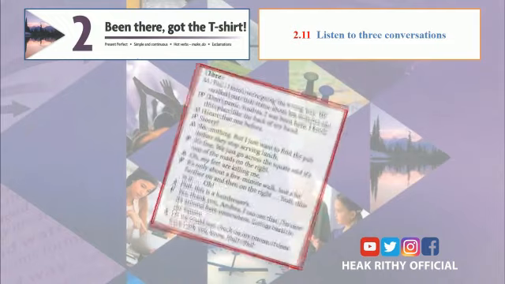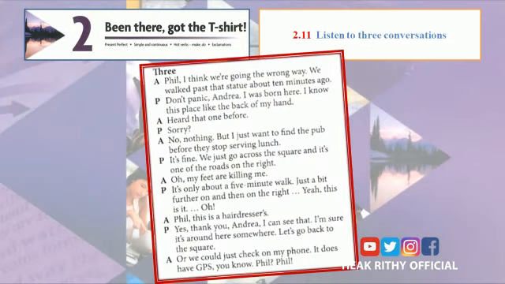3. Phil, I think we're going the wrong way. We walked past that statue about 10 minutes ago. Don't panic, Andrea. I was born here. I know this place like the back of my hand. Ugh, heard that one before. Sorry? No, nothing. But I just want to find the pub before they stop serving lunch. It's fine. We just go across the square and it's one of the roads on the right.